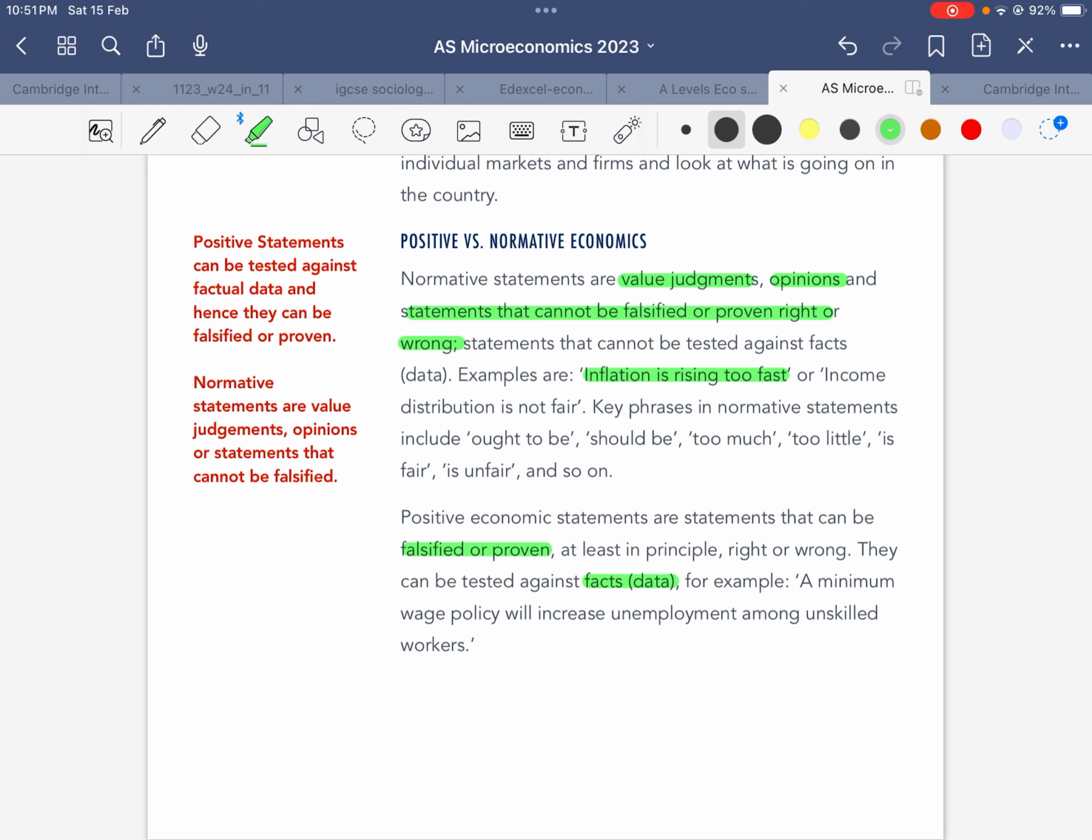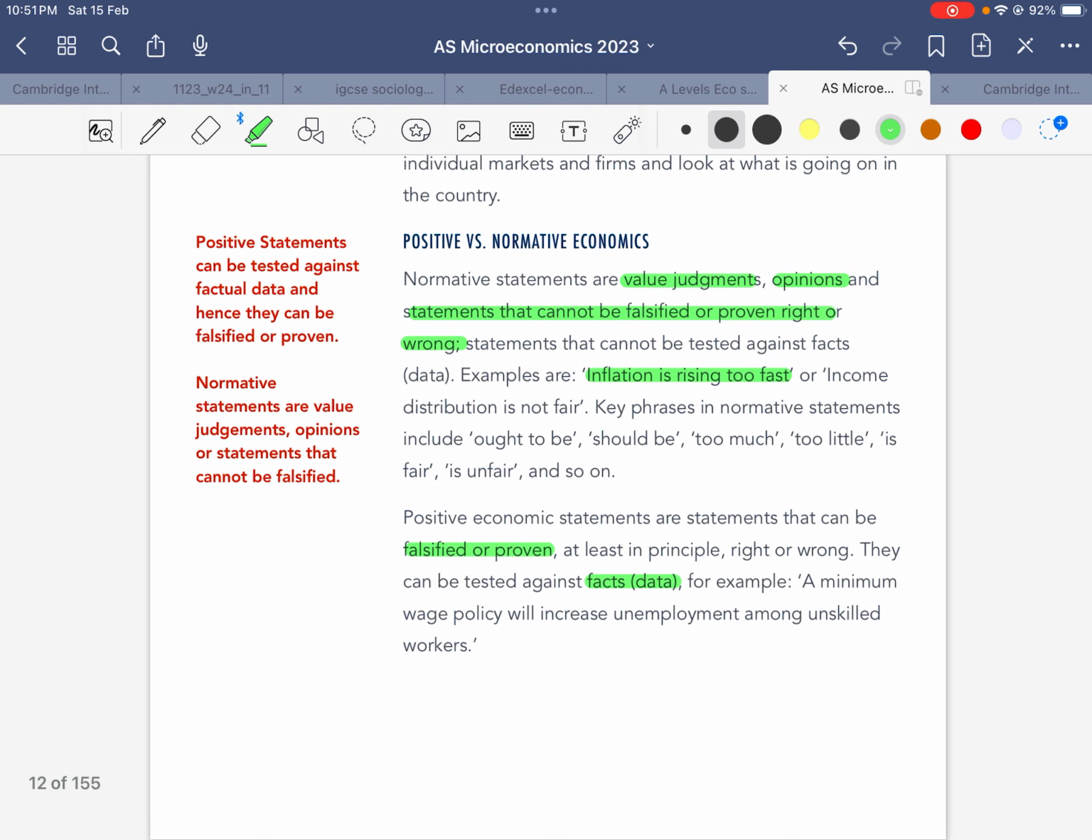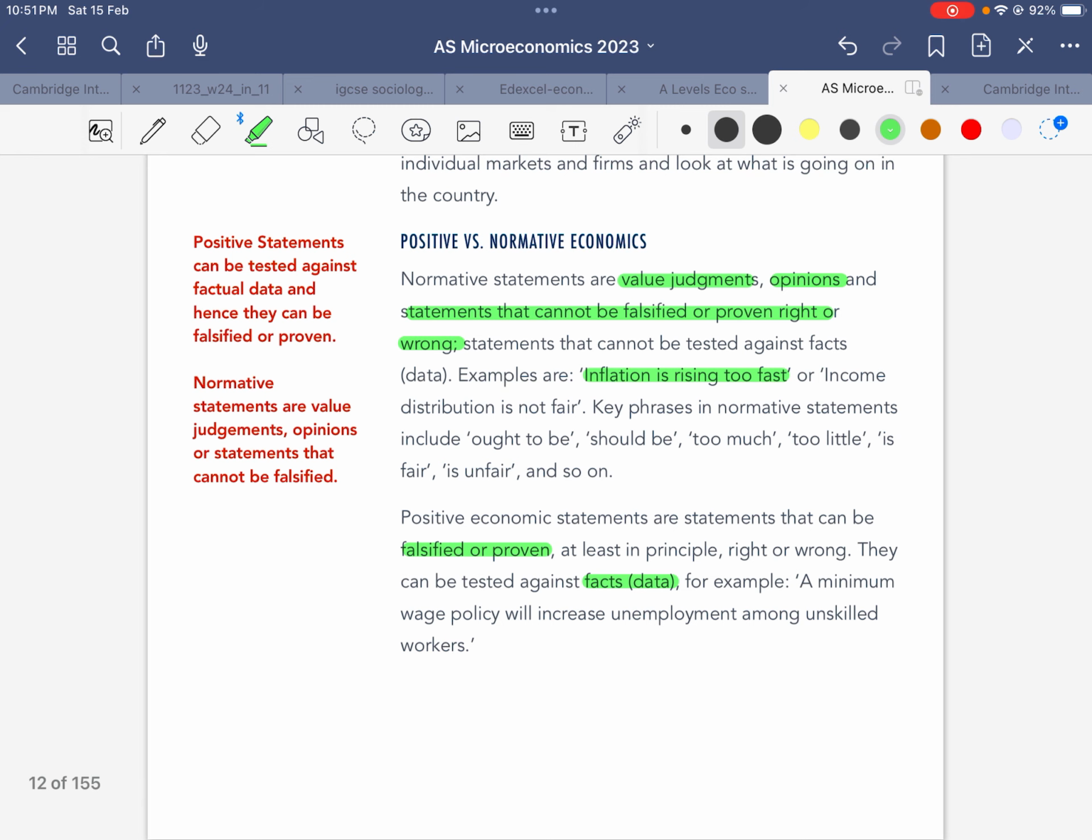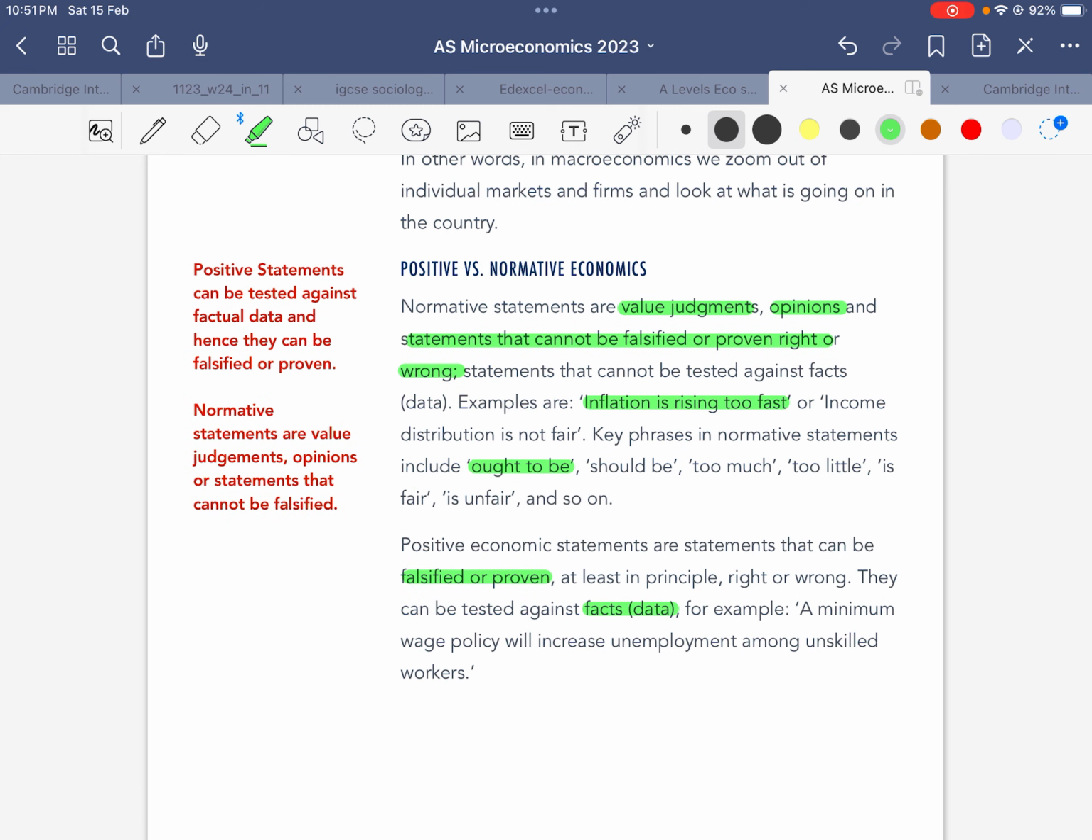Too fast for me should be different or could be different. Key phrases in normative statements include ought to be, should be, too much, too little, is fair, is unfair, and so on. Again, why do we need to know about these statements? Because we do get questions about them in MCQs.